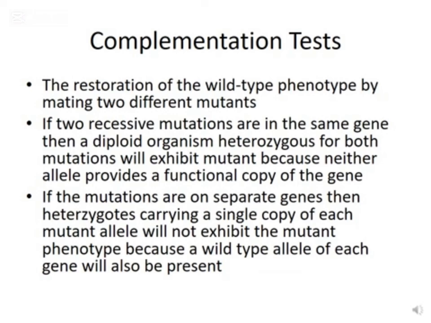If the mutations are on separate genes, then the heterozygotes carry a copy of each gene. Since the mutation is recessive, it will not show the mutation phenotypically, because the wild type allele is going to be present and it's dominant. It would be better explained later on in the figures.